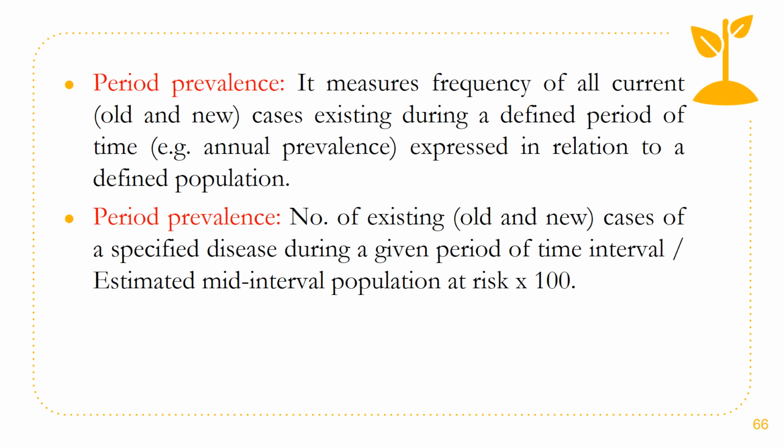Then period prevalence. It measures the frequency of all current, old and new cases existing during a defined period of time, expressed in relation to a defined population. Period prevalence: number of existing cases of a specific disease during a given period of time interval divided by the estimated mid-interval population at risk.